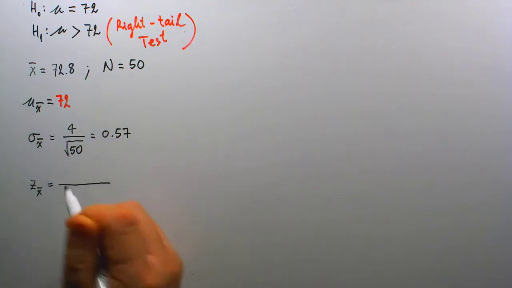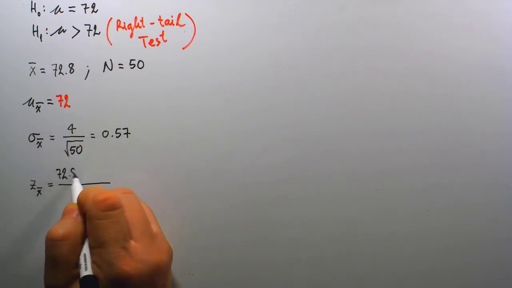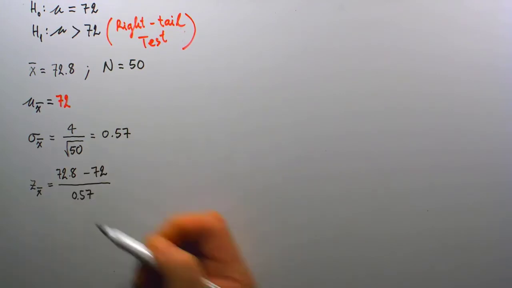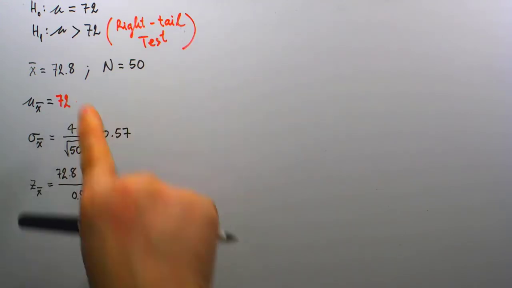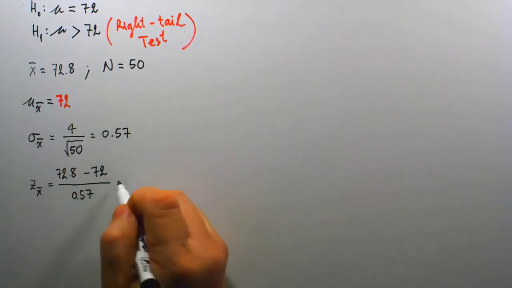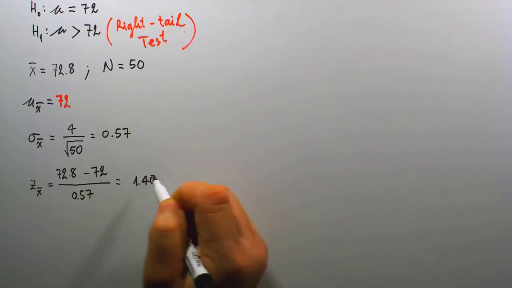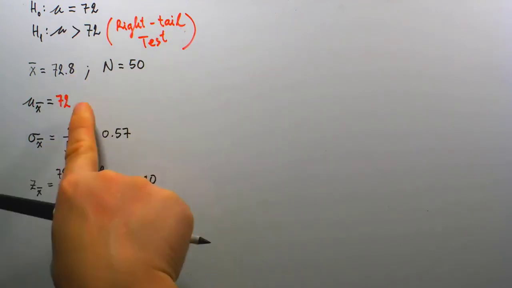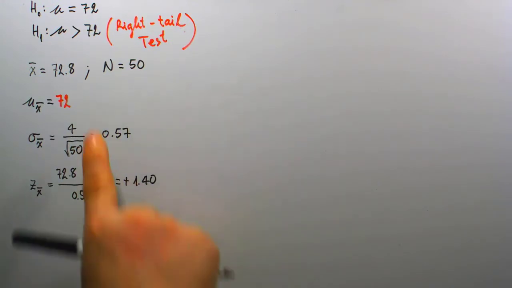So the z-score is going to be, the math comes out, 72.8 minus 72 divided by 0.57. So this is our sigma x bar value, and this is the center, the average of all sample mean values. Calculation can come out easily to be 1.40, and it's a positive 1.4 here. So that means our sample, from where it stands among infinitely many other sample means, has a z-score of positive 1.4, being above this center right here.